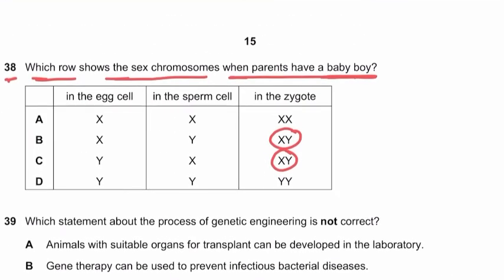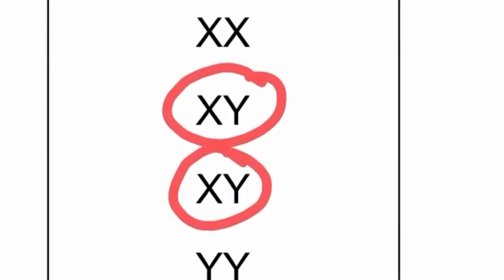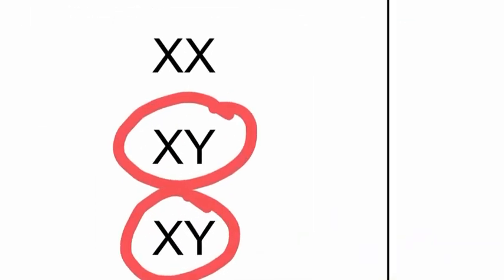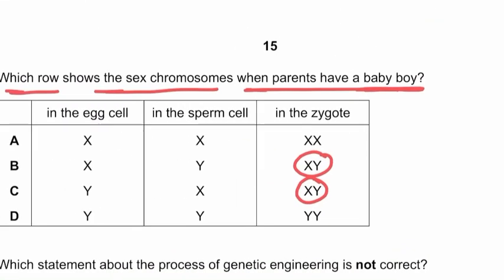And always remember this point, that if the child is a boy and there are XY chromosomes, the X chromosome comes from the mother in the egg cell and the Y chromosome comes from the father in the sperm cell. The answer is B. That's because only males have Y chromosomes. So only males can pass on the Y chromosome.